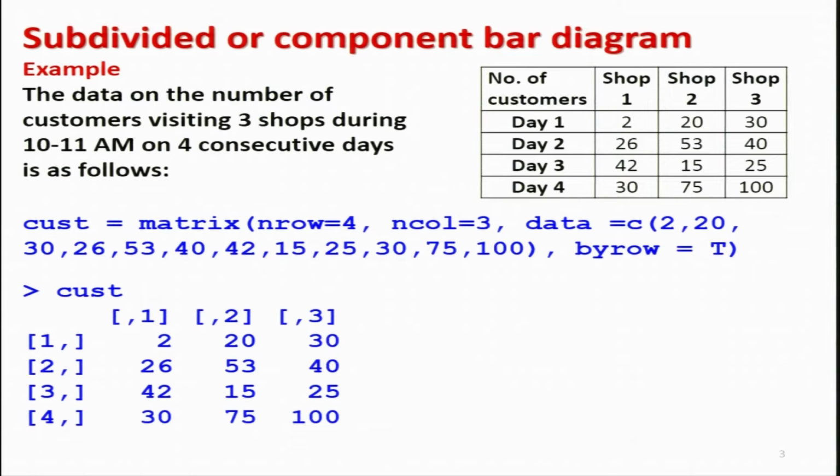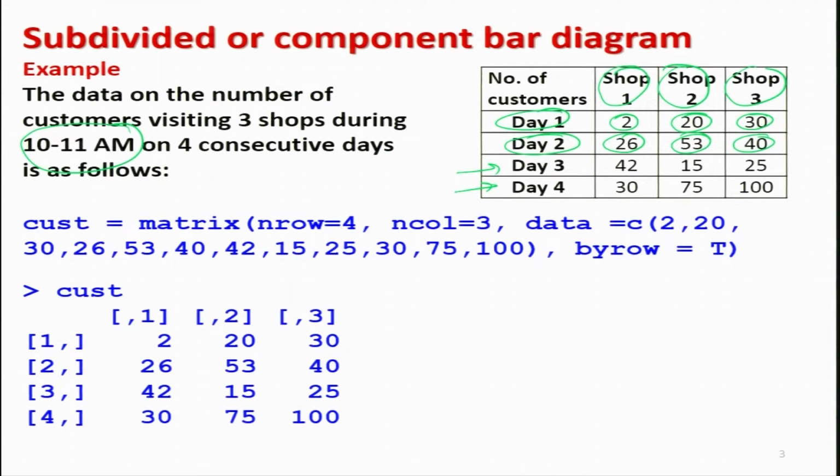Suppose there are three shops, shop number 1, shop number 2 and shop number 3, and different numbers of customers are coming to the shops on different days. The number of customers arriving on 4 days is recorded. On day 1 shop 1 had 2 customers, shop 2 had 20 and shop 3 had 30. On day 2 shop number 1 had 26 customers, shop 2 had 53 and shop 3 had 40, and so on, and similar is the record for day 3 and day 4. All these customers are visiting the shop during 10 to 11 a.m. on 4 consecutive days.